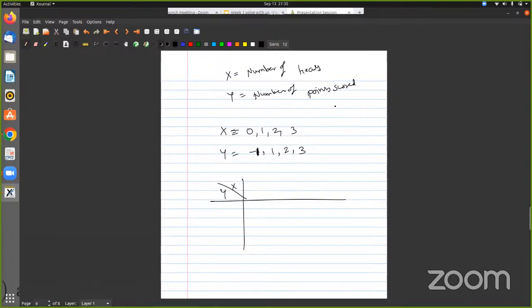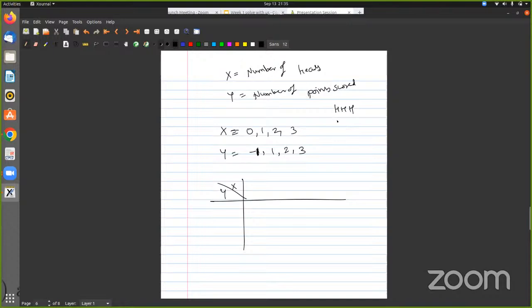I guess for every tail it is -1, because we lose a point. It's not like the score is equal to -1. What will be the possibilities? -3, -1, 1, and 3. Okay, we'll see. I just wanted to check once.